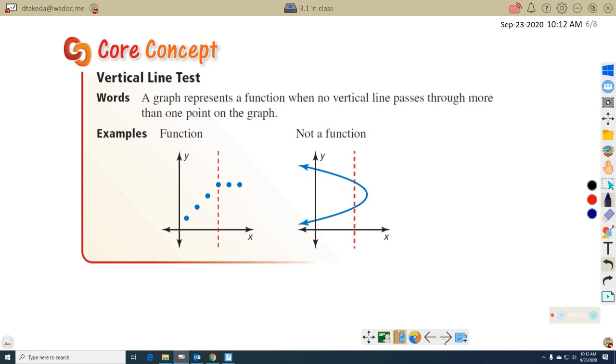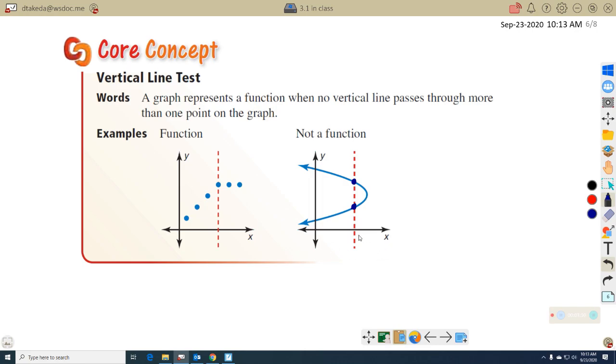The vertical line test. So let's talk about the graphs again. The vertical line test, look at the words. It basically says that a graph is a function when no vertical line passes through more than one point in the graph. So for example, this one is a function because this vertical line will only pass through one point on the graph at a time. Over here, this one's not a function because this vertical line passes through the graph twice.